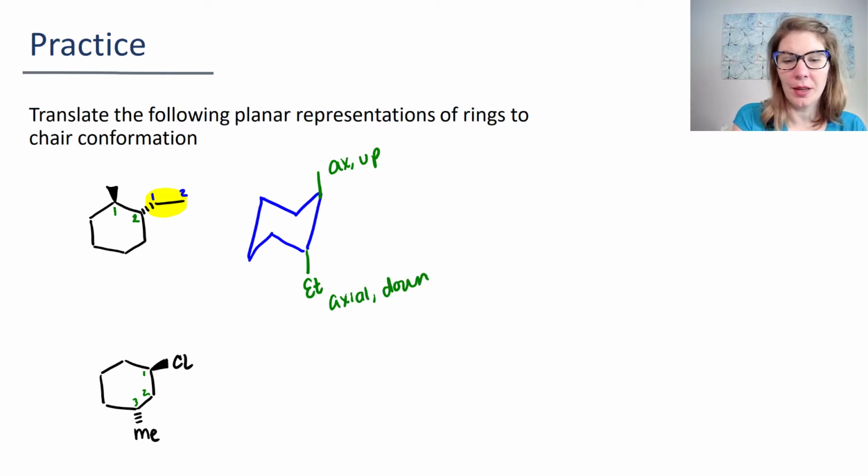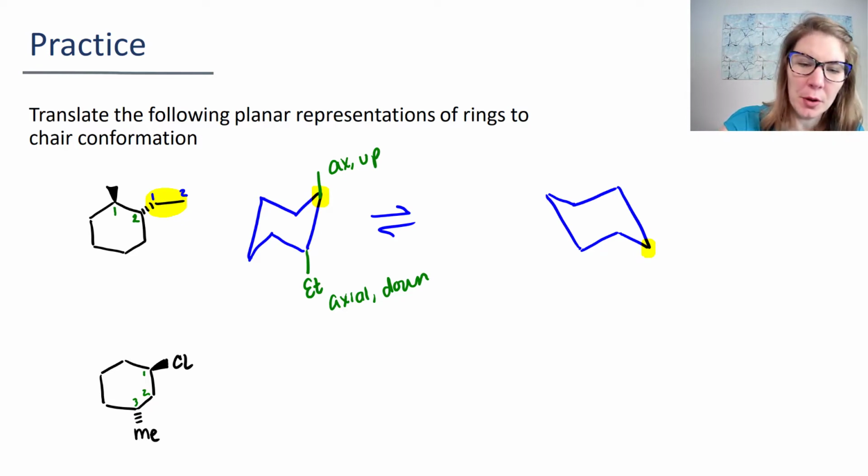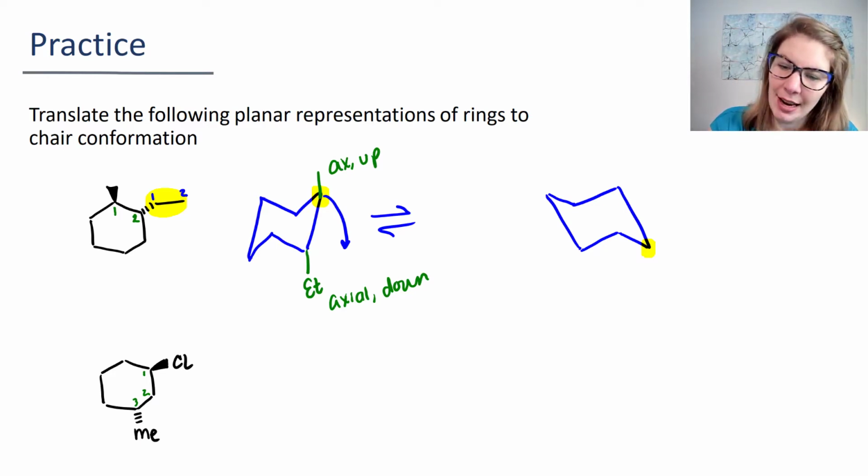Now we can go through the ring flip. I've drawn my other chair, and let's remember that this carbon that I'm highlighting in yellow is this carbon down here. Remember, we know that because we're pulling this carbon down, and where that arrow points to is where that carbon is on the second ring. Now, if our axial was up to start with, then when we get to that other side, we need an equatorial, but we need it to be up. So we're going to have equatorial up.